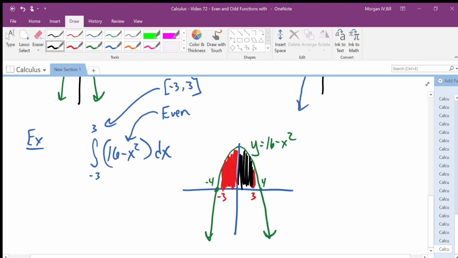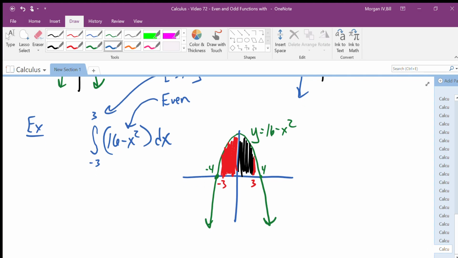are the same. All right, so the area to the left and the area to the right are the same. And so if you have an even function, and it is going from negative a to a on the bounds, you can do this. Instead of going from negative 3 to 3, we could go just from 0 to 3, just half of it, and then double our answer.